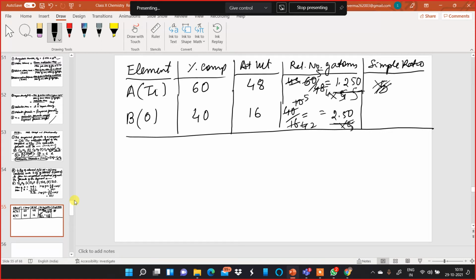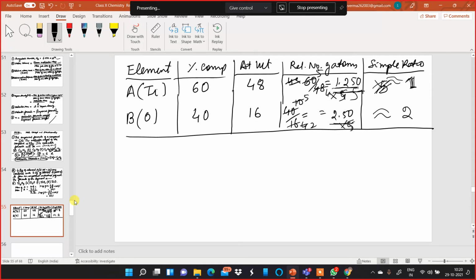So what we have to do is make a small assumption here. This 1.25 you can take to be 1, a simple ratio, and this 2.5 you take to be 2. Because these numbers cannot be multiplied by any number to get a whole number, that's why we round off 1.25 as 1 and 2.50 as 2.